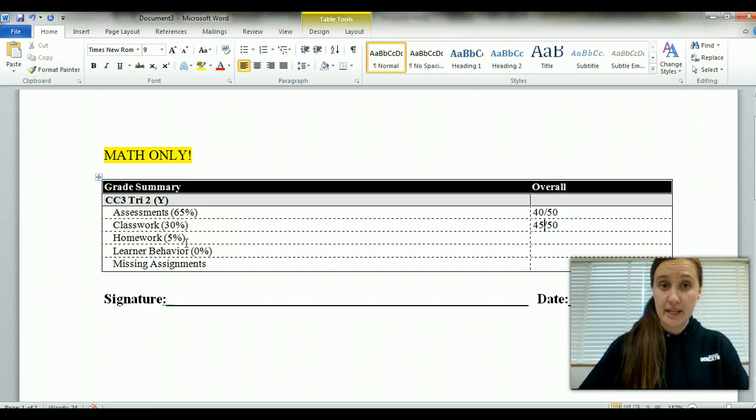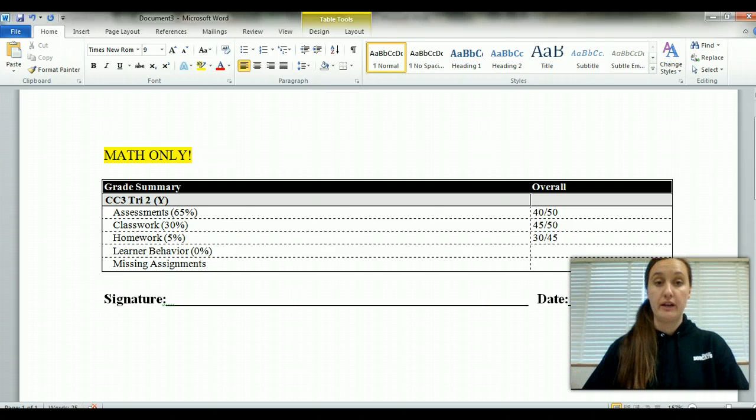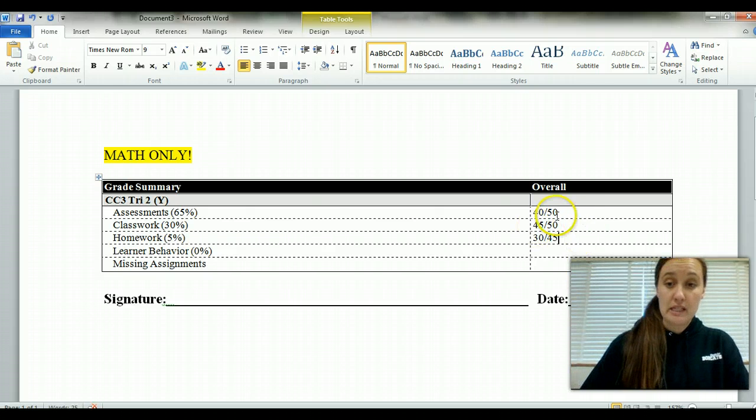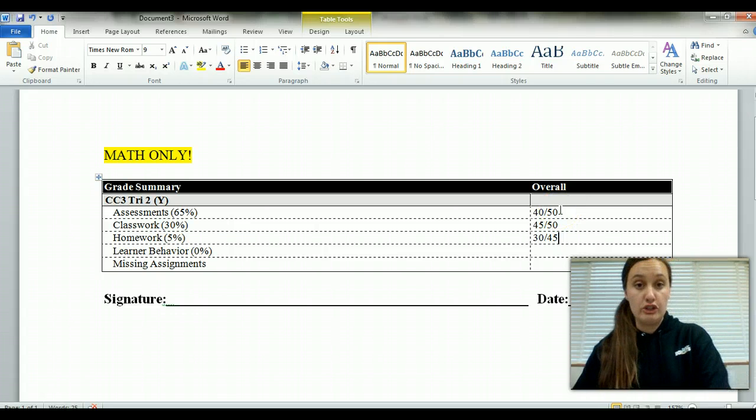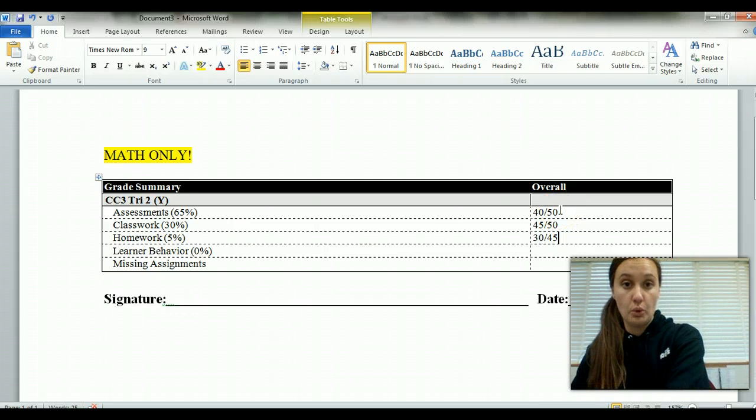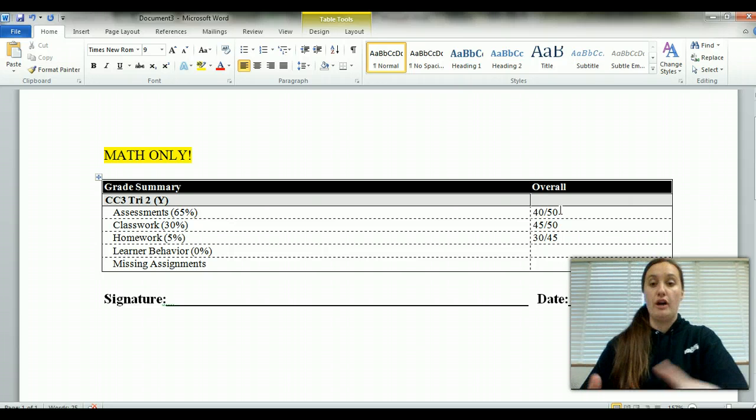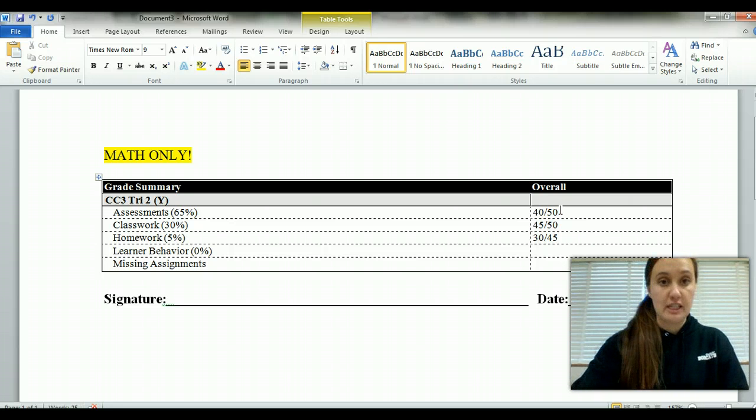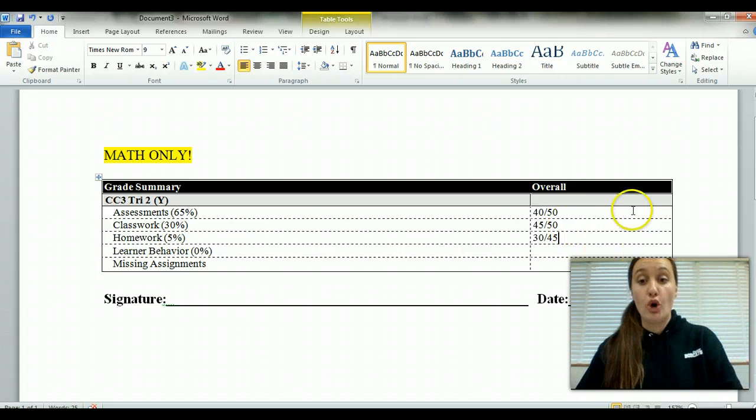Next, we have homework. Homework is 5% of my grade. It affects your student that much, and the numbers that you're going to see are what students are doing and the total amount. So let's say they did 30 out of 45. This gives you a nice breakdown to see how your student is doing in each individual part of the grade. Whether they're doing assessments, specifically how they're doing in classwork, and then lastly in homework. And that will represent their overall grade, which will be here.